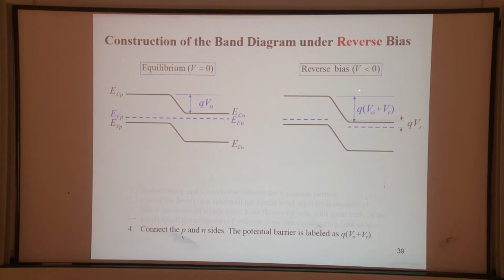Now your band edge barrier increases from QV0 to QV0 plus VR. And now you can remove QVR and put the labels for each side. Now you finish your drawing. It may not be able to show. Is that clear enough?